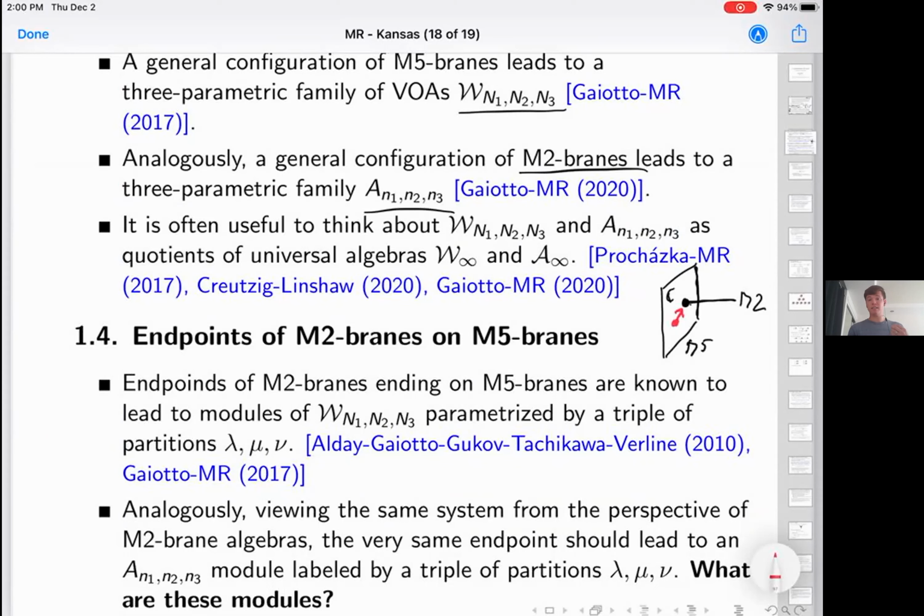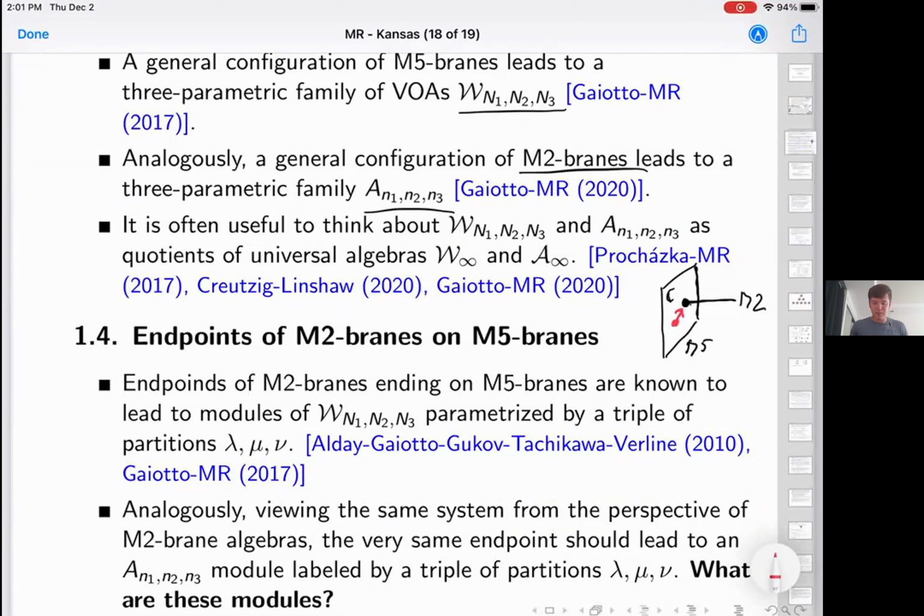Exactly. And there's extra data of a partition that tells you how exactly the M2 branes are distributed on the M5 branes. If there's more of them, you need to specify which M2 brane exactly ends on which M5 brane, and this leads to the requirement that this endpoint is actually parameterized by a partition. And these partitions are three because there are three different orientations of M2 brane. So this is a picture that motivates an existence of a module for the M5 brane algebra, parameterized by a triple of partitions.